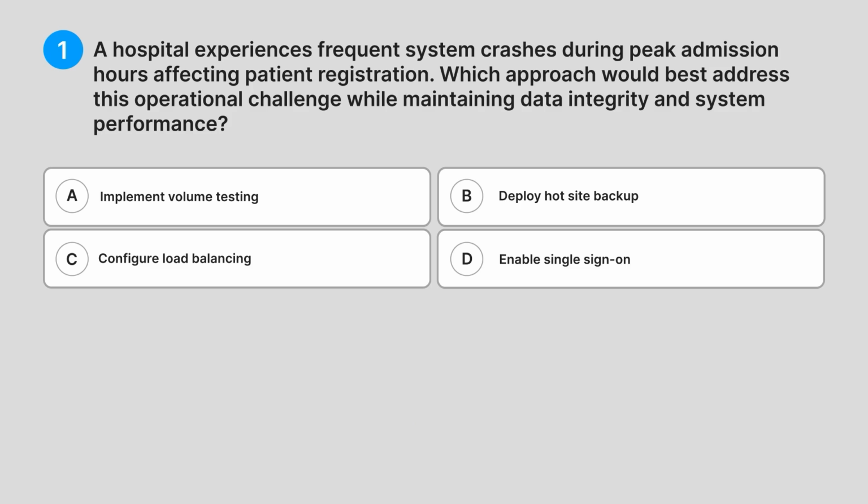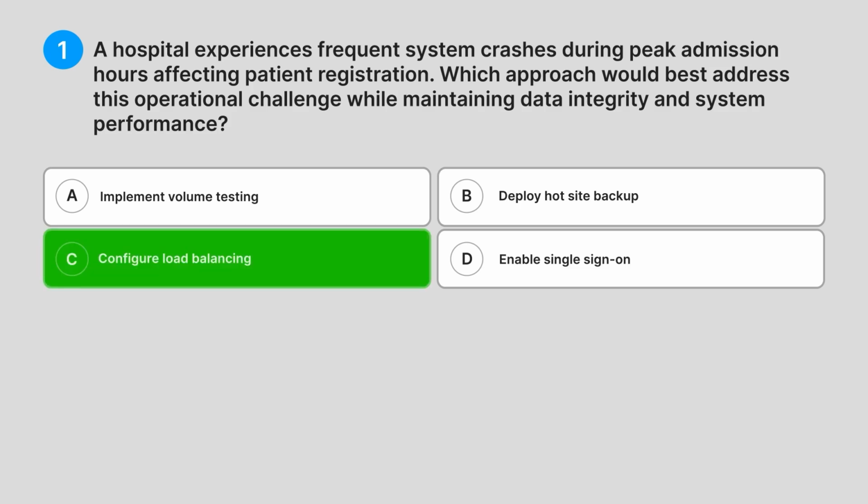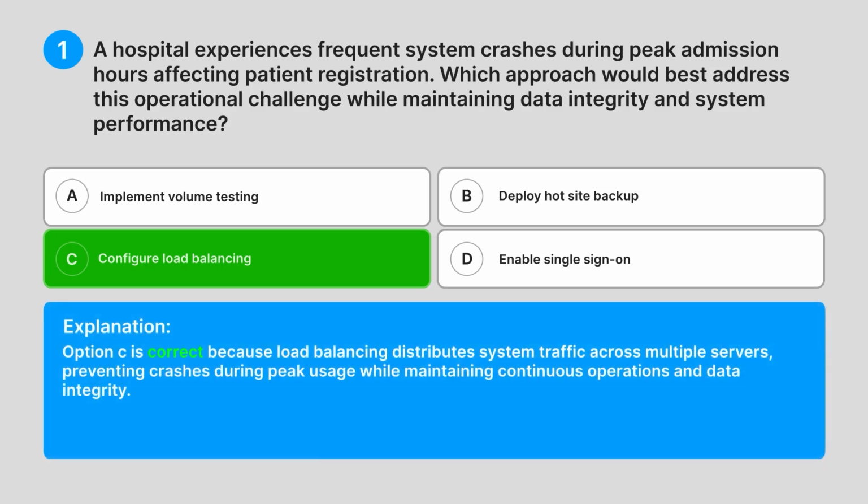Correct answer, C. Configure load balancing. Explanation. Option C is correct because load balancing distributes system traffic across multiple servers, preventing crashes during peak usage while maintaining continuous operations and data integrity.